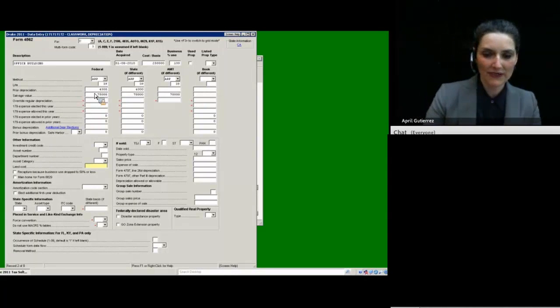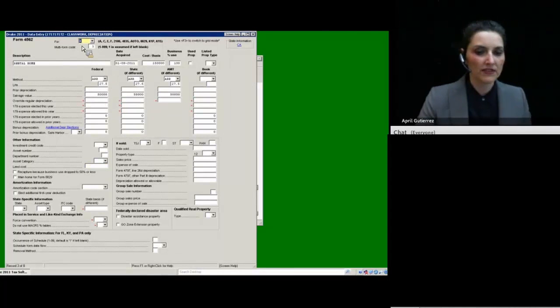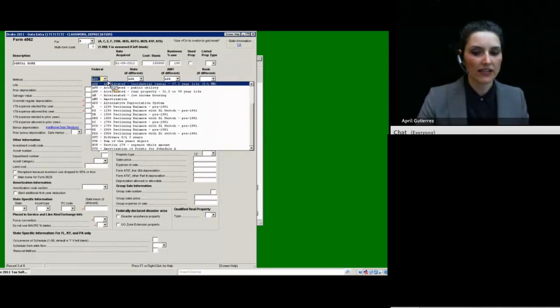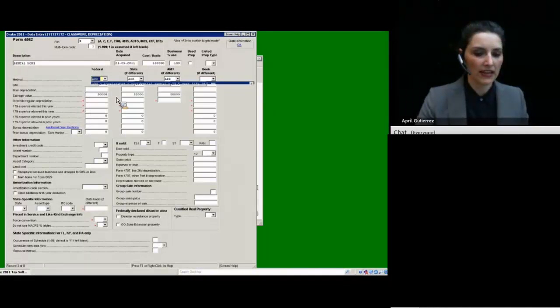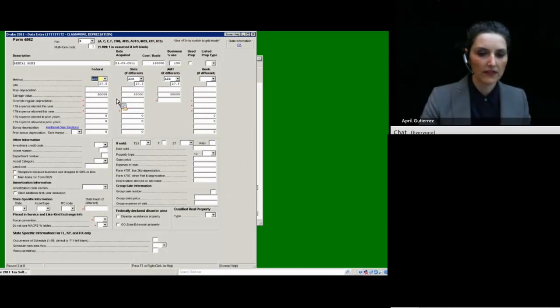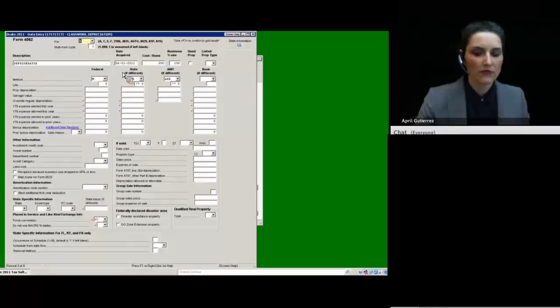Then we have the rental home. This time I've told it to go to Schedule E. And I've entered the cost, the business use percentage, and in this case ARR, which is accelerated residential rental. And then I've told it the number of years, the land value. On the refrigerator, we've got a cost of $500. I've told it it's 5-year life, and that it's going to the Schedule E.